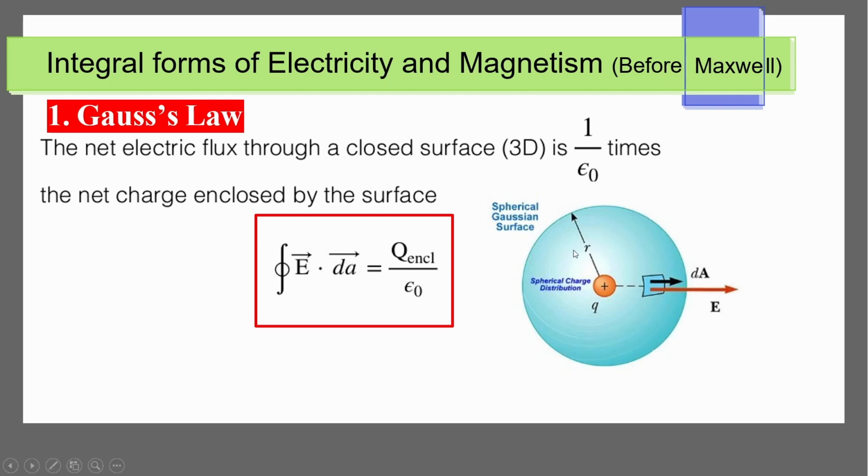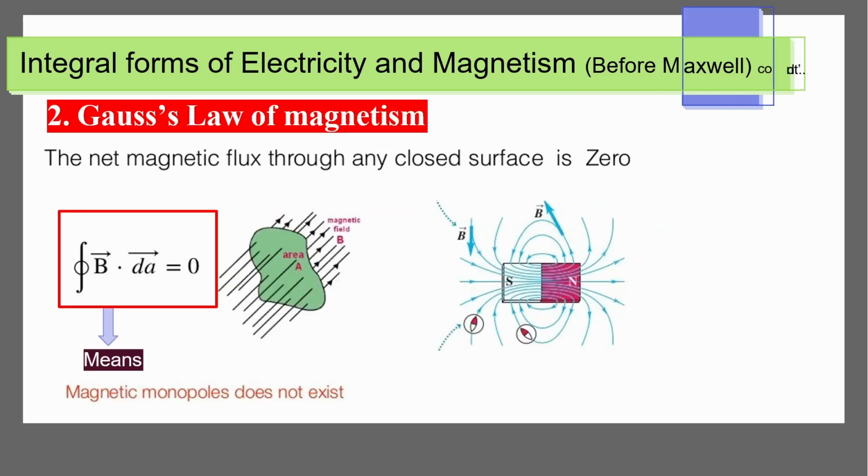So for example, if we were to place this charge inside a sphere, regardless of its position, the flux through the sphere would be equal at any position of the charge, as long as the surface encloses the charge. Now let's discuss Gauss's law of magnetism.